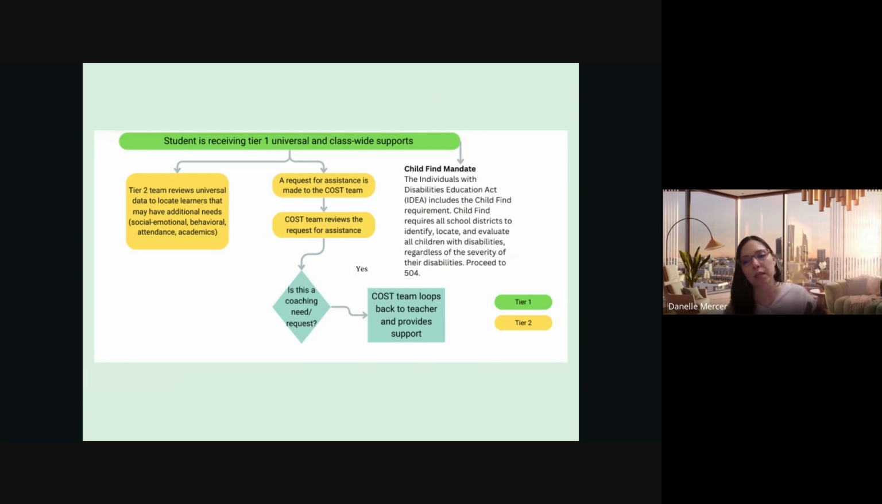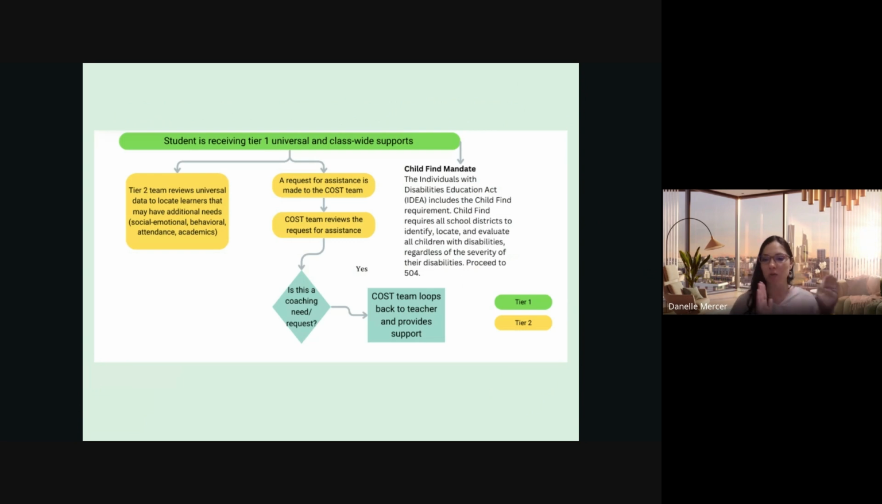But for specifically working with and addressing teachers, we start here, receiving that tier 1 universal and class-wide supports, and then going off to either some more tier 2 team reviews of universal data to locate learners that may have additional needs: social, emotional, behavioral, attendance, and academics.